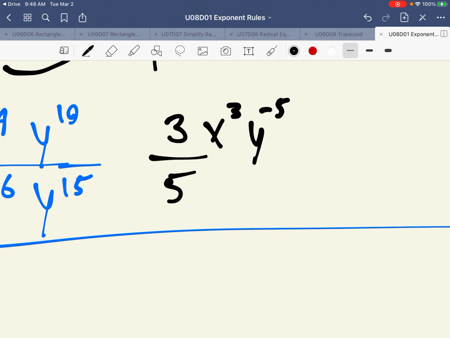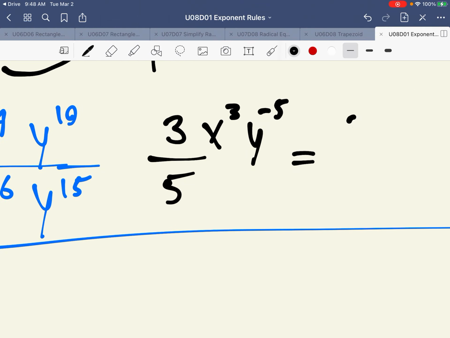And if our answer is not allowed to have a negative exponent, we would rewrite this answer as 3x cubed over 5y to the 5th, where the x stays in the numerator but the y goes to the denominator. That's applying the negative exponent rule. So if you have a negative exponent, just move it to the denominator or numerator, depending on where it is, and make it positive.